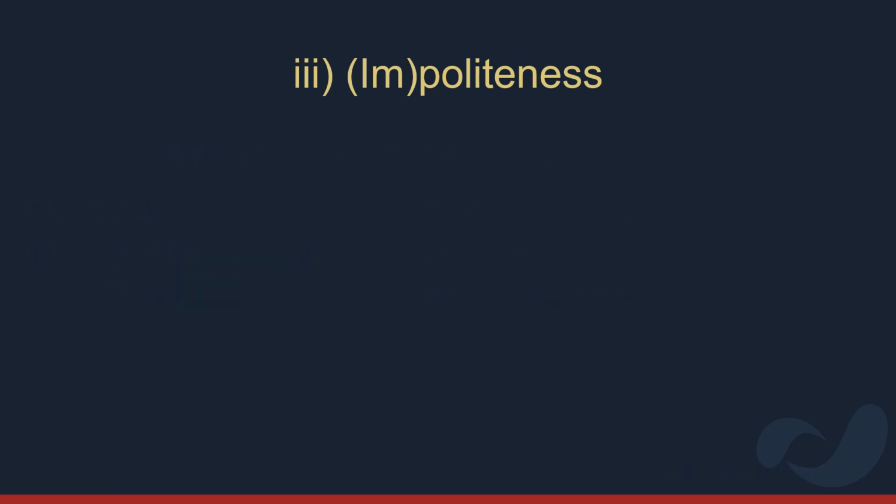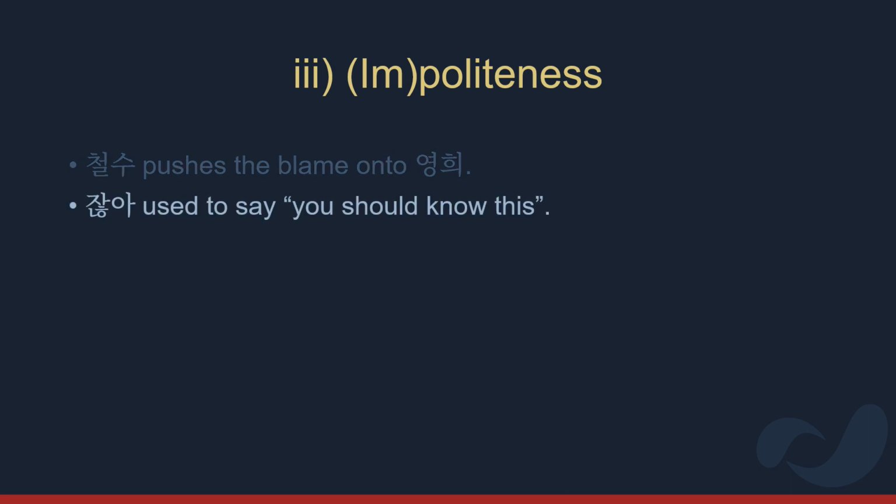In this dialogue, Chosu is being impolite and prodding Youngie for information about some boy. He ignores her boundaries and pushes the blame onto her by implying that this situation has been caused by you. He's effectively saying, "Of course you should know this," and pretends that it should be shared information between them.